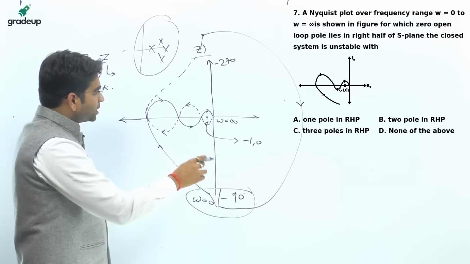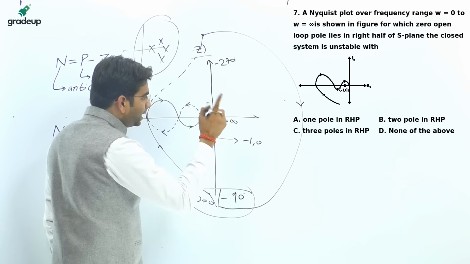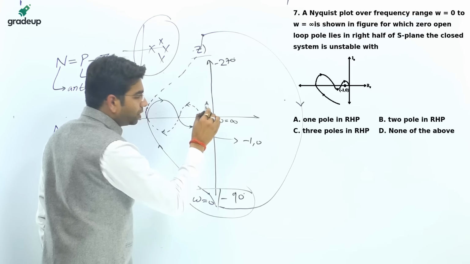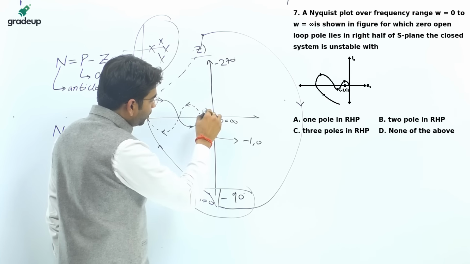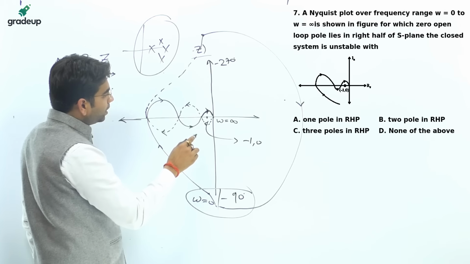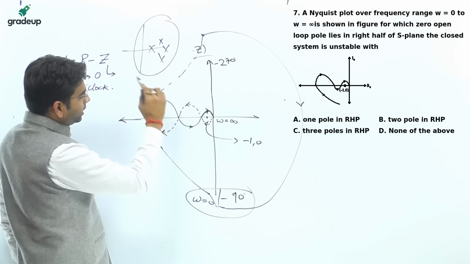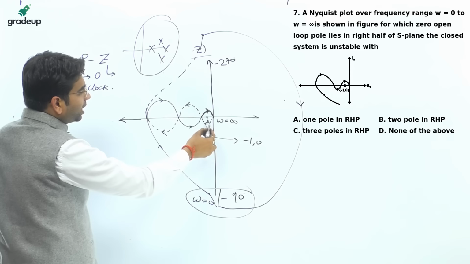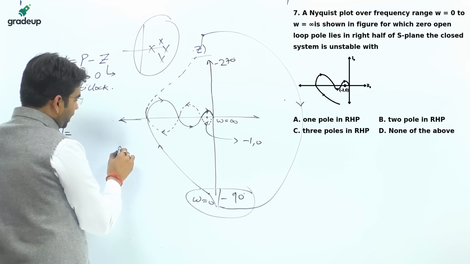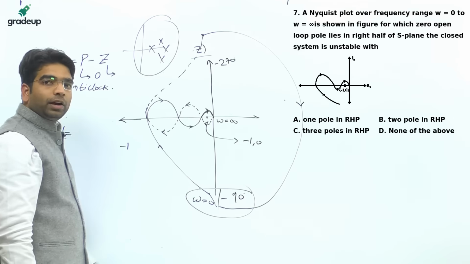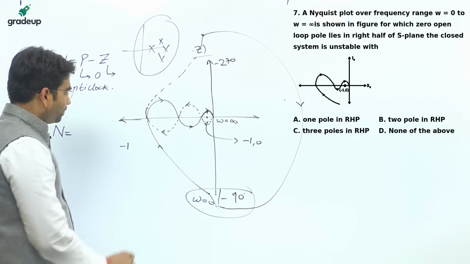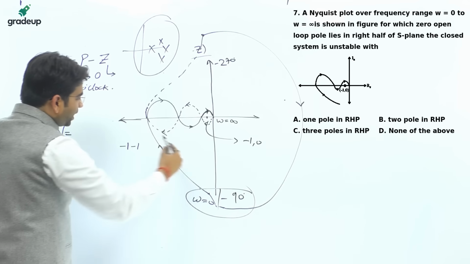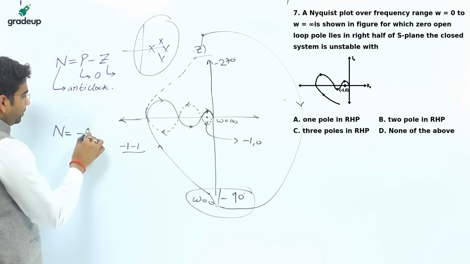N is the number of encirclements of the point -1, 0 in the anti-clockwise direction. Is it clockwise? I guess it is clockwise. It is correct also. One clockwise direction. It is not encircling. This one is also not encircling. Again the bigger circle which is encircling -1, 0. So one encirclement in the clockwise direction will be -1. The second encirclement in the clockwise direction will be -1. So the value of N will be -2.